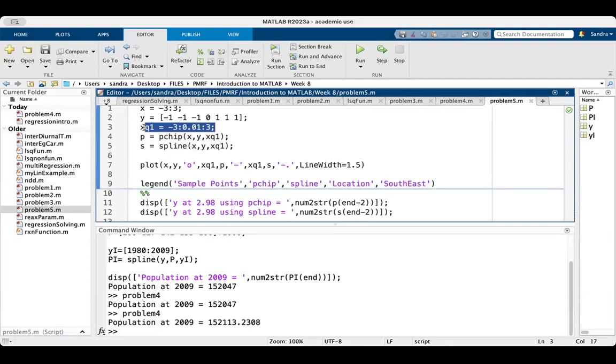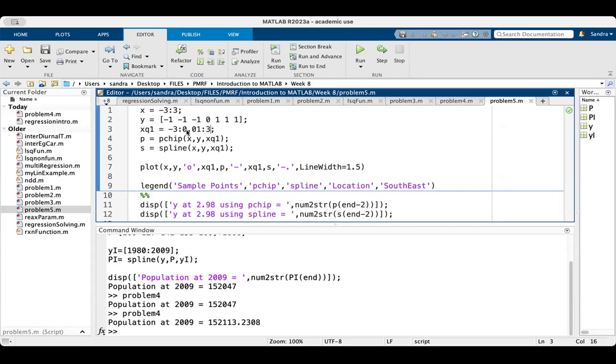Since I have to plot, right now I'm just taking -3 to 3 with an interval of 0.01. I need a very finely gridded plot. That is why I'm using pchip and spline. Since it ends at 3 and the difference is 0.01, 2.98 will be my third last. If I keep end, I'll get the y value at x equal to 3. End minus 1 will be 2.99, and then the next value will be 2.98.